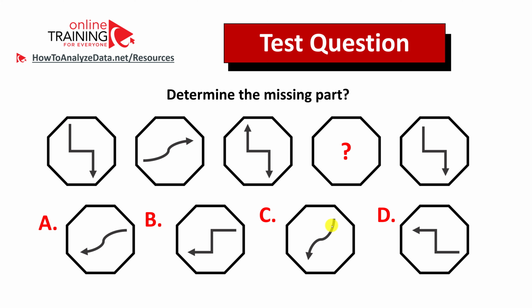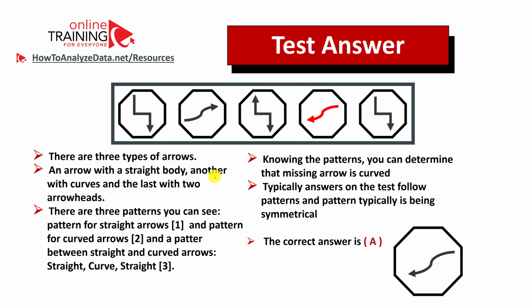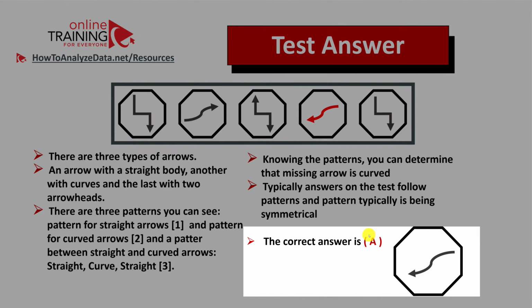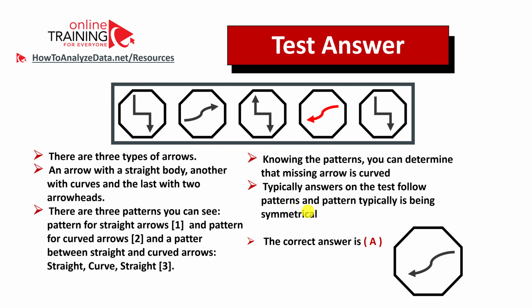But as you can see, there are at least 2 curved arrows. And typically the pattern on the test is symmetry. So the arrow in choice C is not symmetrical to the arrow in shape 2. This is why the correct answer here is choice A. Hopefully you've nailed this question, or in case you didn't, now you would know how to answer similar problems on the test.